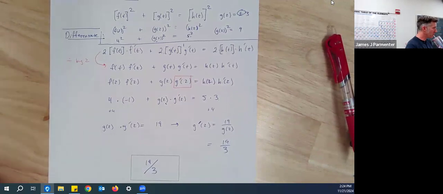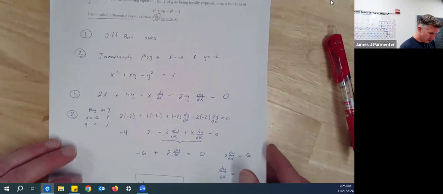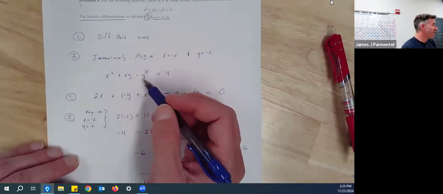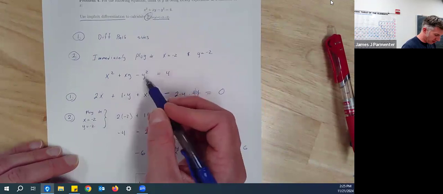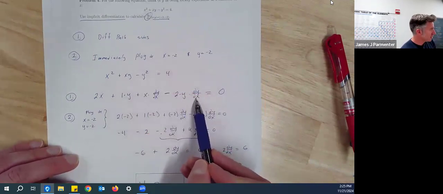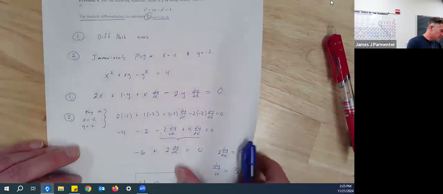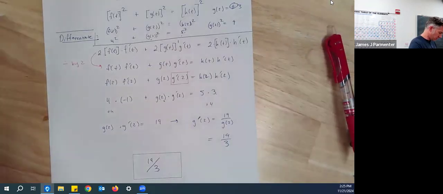Questions about this? I will just point out that when we were doing the previous problem, I was thinking of y squared as f of t squared. And the derivative of f of t squared was 2 times f of t times f prime of t, or 2 times my function times the derivative of my function. We'll keep things in order here.